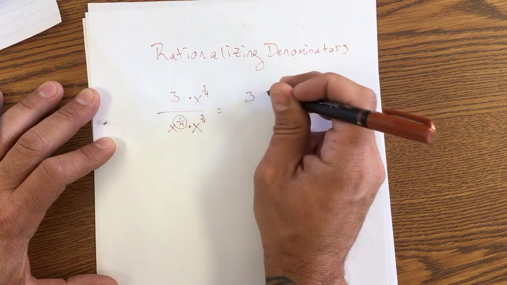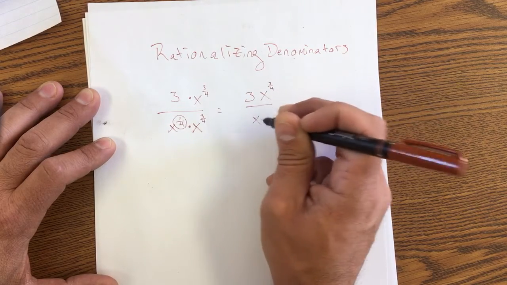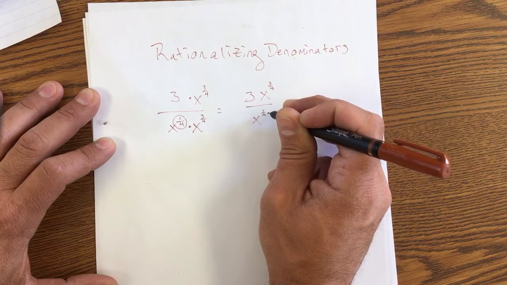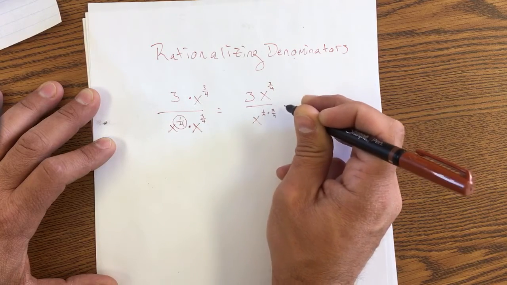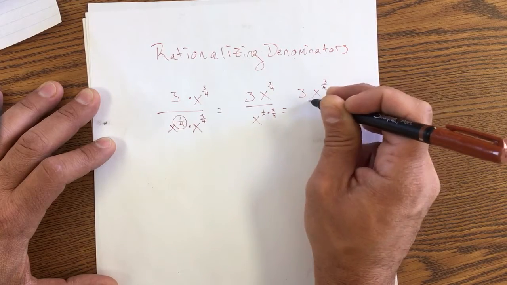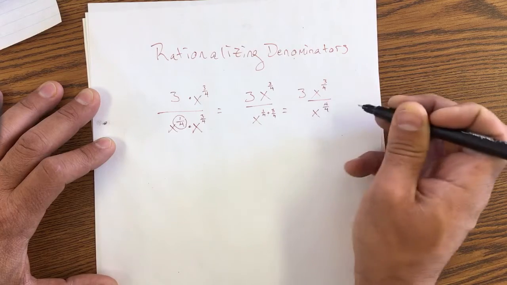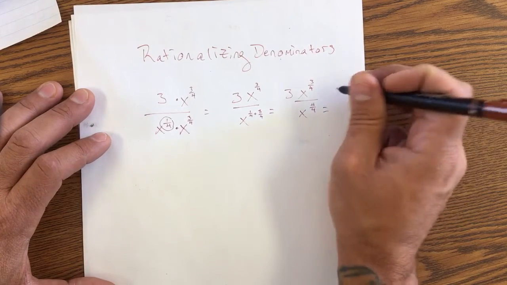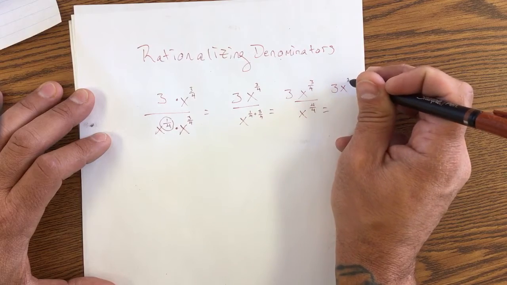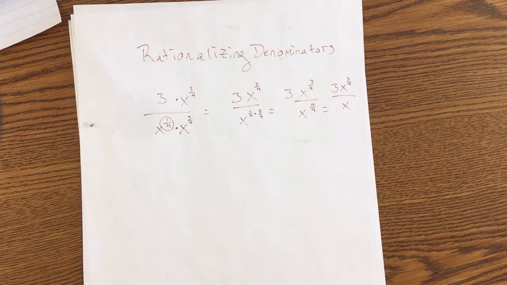So this is going to become 3x to the 3/4 over x to the 1/4 plus 3/4, which is going to be 3x to the 3/4 over x to the 4/4, which 4/4 is just 1. So it's going to be 3x to the 3/4 over x. So that's kind of like our goal. Our goal is to get the denominator to not have an exponent, essentially.